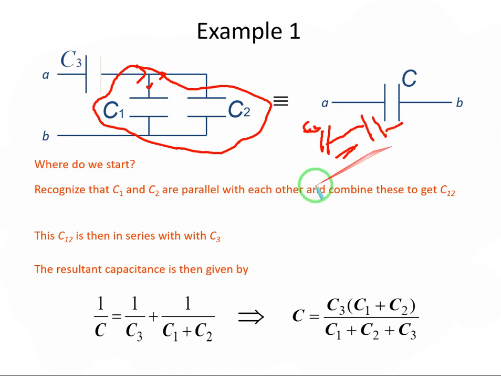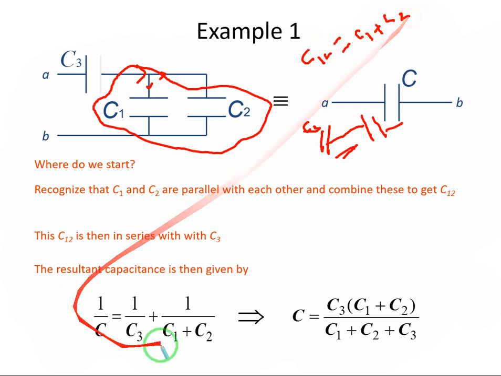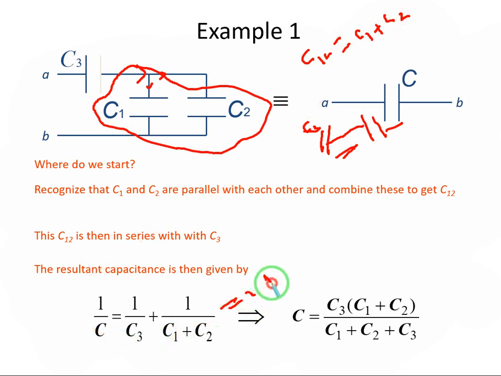When they are both in series, we can use the formula of a series: 1 over C is equal to 1 divided by C3 plus 1 divided by C1 plus C2. Or you can use C12 is equal to C1 plus C2, and then 1 over C is equal to 1 over C3 plus 1 over C12. You can also use this formula as well. So this is basically the equivalent result of this circuit.